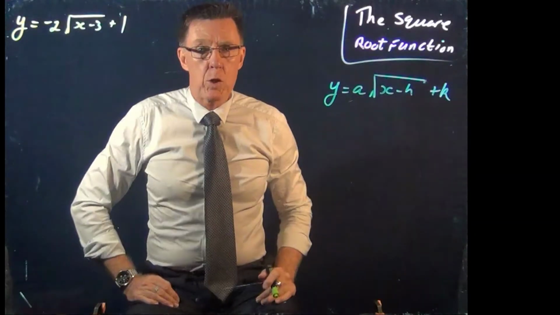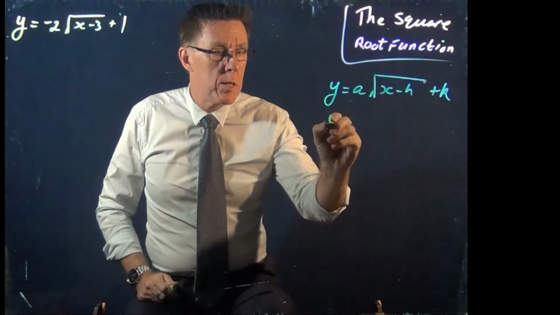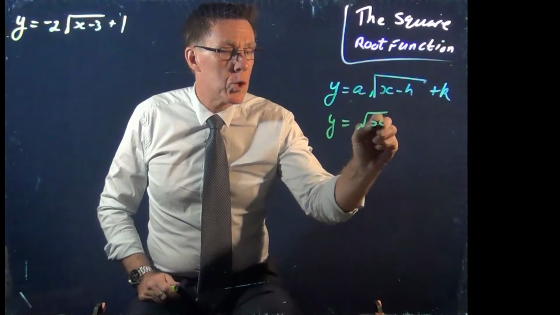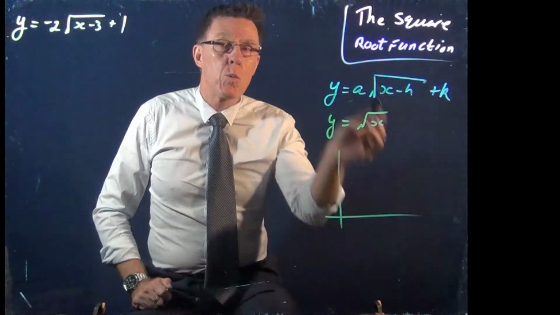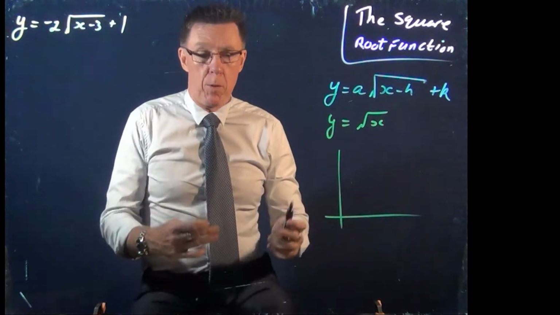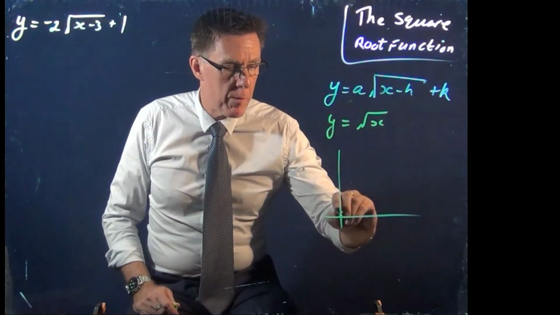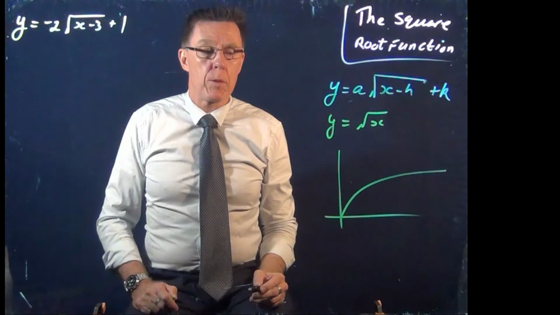So let's have a look at the square root function. For example, let's start with the basic one, y is equal to the square root of x. This is the shape that we're looking at. Square root is always defined as being positive. So if we were to graph it, it looks something like this.